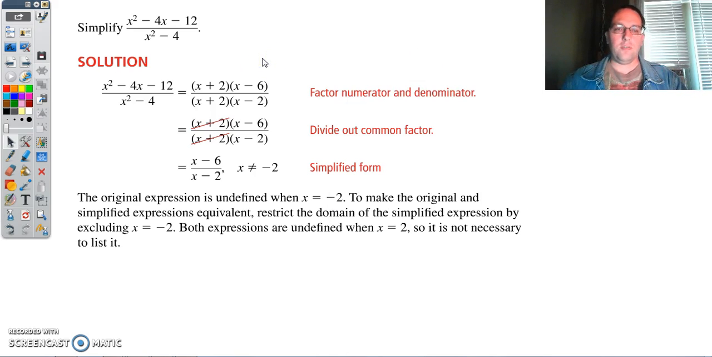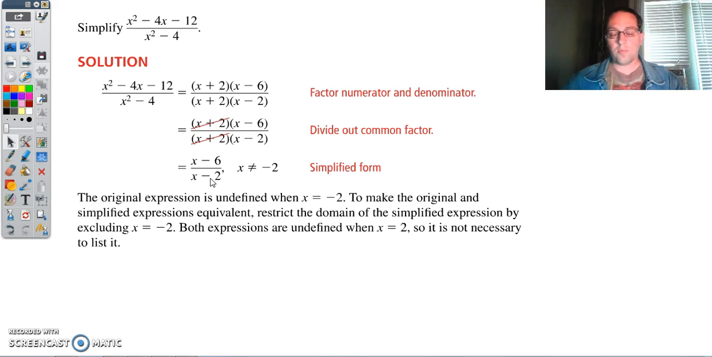And the reason for that is because in our original expression, this negative 2 would make this equal 0, right? Because negative 2 squared is positive 4 minus 4 is 0. But when I factor that out, if I plug a negative 2 in here, that's just negative 2 minus 2, which is negative 4. It's not 0, so it's fine.